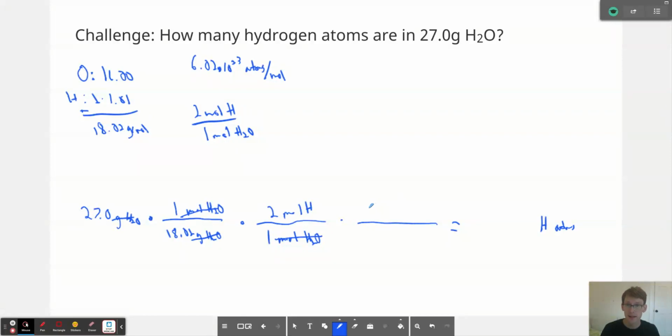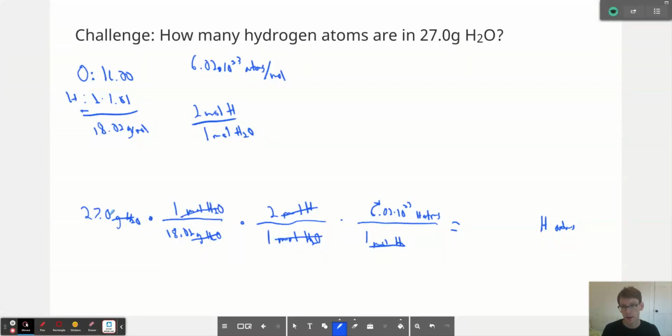My last thing here is I need 6.02 times 10 to the 23rd H atoms per 1 mole of H. And so my moles of H cancel, and I'm left with my last unit standing. My unit on the left is H atoms, my unit on the right is H atoms, so I've set this up correctly. From here, it's just a matter of the arithmetic.